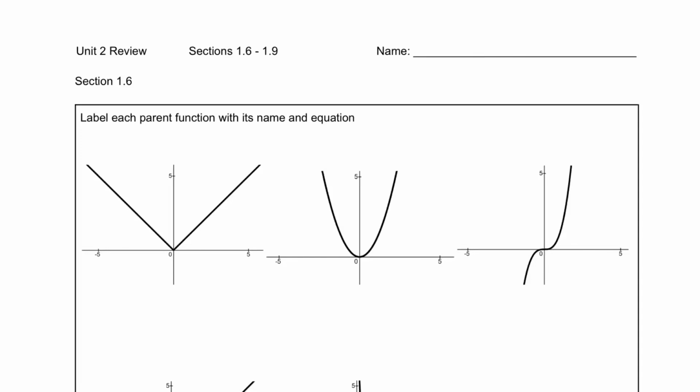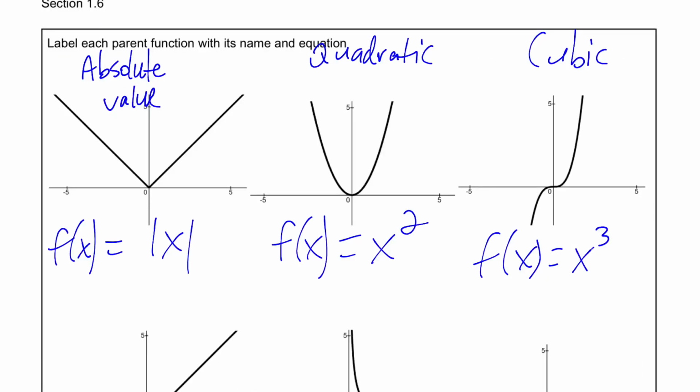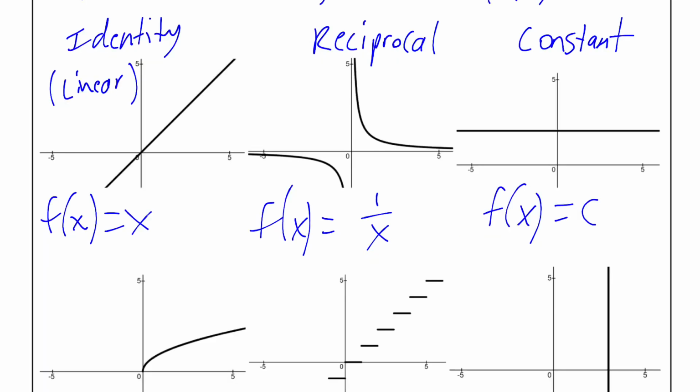This is a review for Precalc Unit 2. The first three graphs are the absolute value graph, which looks like a V, the quadratic graph, which looks like a U, and the cubic graph, which has symmetry through the origin. The next three are the identity graph, which is a linear graph, the reciprocal graph, and the constant graph. Notice it's a horizontal line.